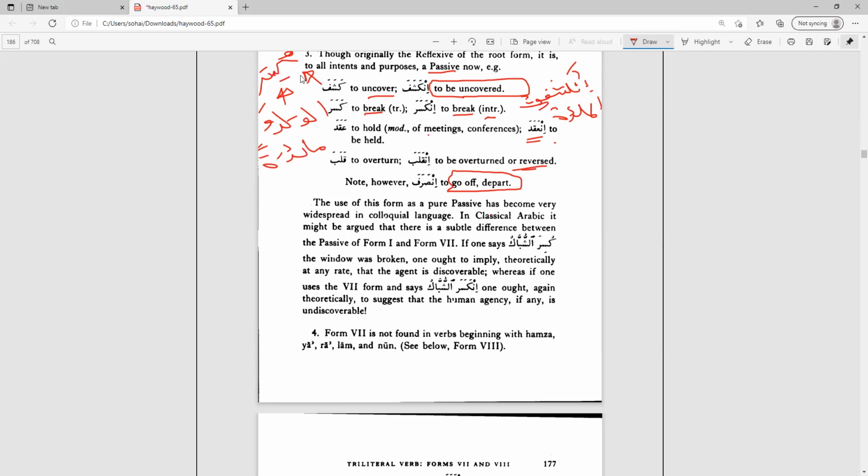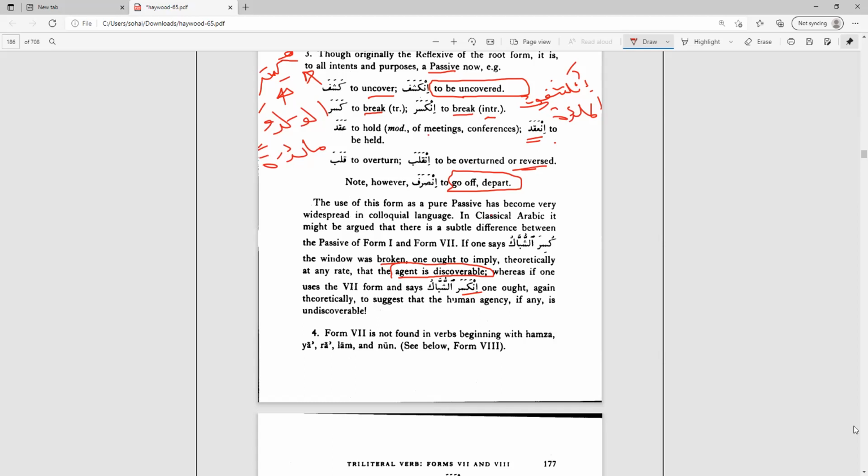But when you use inkasara, same meaning. Kusira shubbaku, the window was broken, implies theoretically, at any rate, that the agent is discoverable. So the thing or the person that broke it can be discovered. That's in the classical Arabic. And inkasara shubbaku, the window broke, suggests that the person or the thing that has done it is undiscoverable. So it may have broken by itself or something like that, I think.